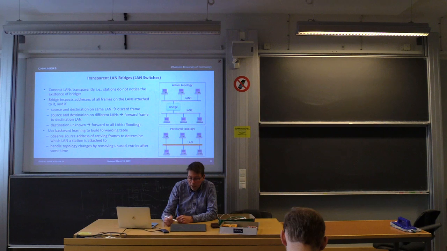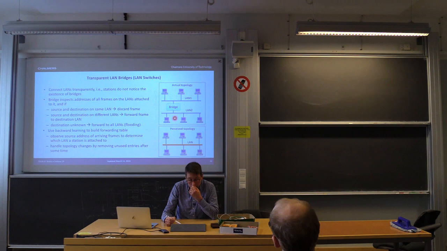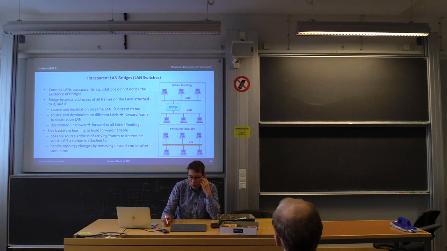We do that in a way where the data link layers of these nodes are oblivious to the bridge. They don't know of its existence. So the existence of the bridge is transparent to the hosts. This can be done by the bridge using backwards learning or adaptive learning, which has a few other names. Essentially what the bridge does is listen to traffic on the LANs, figure out where the stations are located, and then form a forwarding table from that.